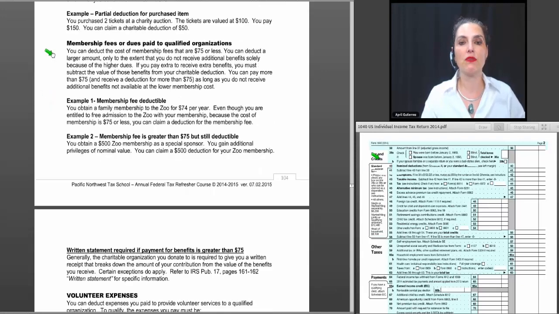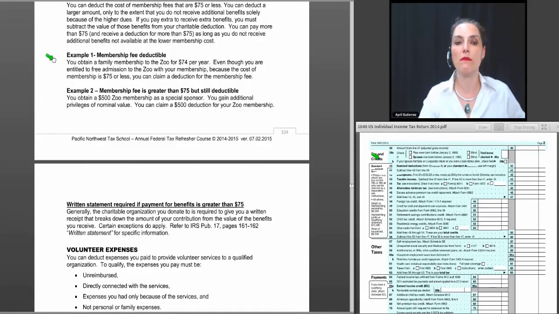Membership or dues paid to qualified organizations. You can deduct the cost of membership fees that are $75 or less. You can deduct a larger amount only to the extent that you do not receive additional benefits solely because of the higher dues. If you pay extra to receive extra benefits, you must subtract the value of those benefits from your charitable deduction. You can pay more than $75 and receive a deduction of more than $75 as long as you do not receive additional benefits that are not available at the lower membership cost.